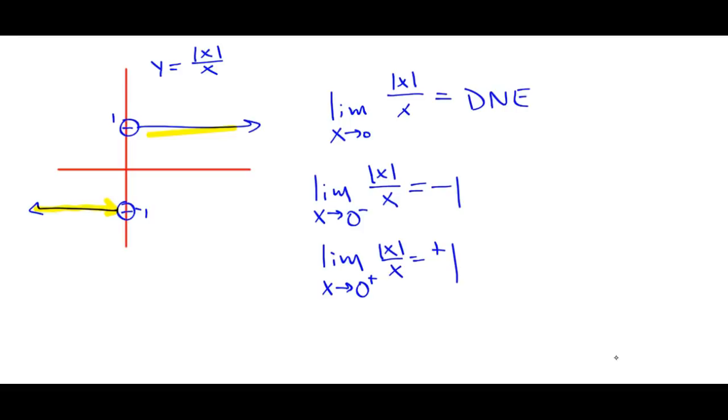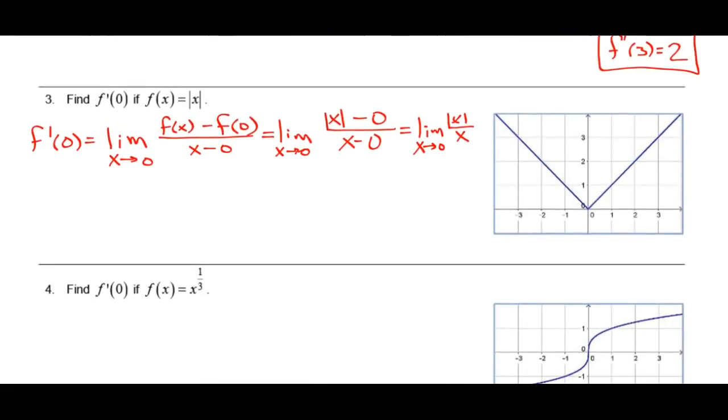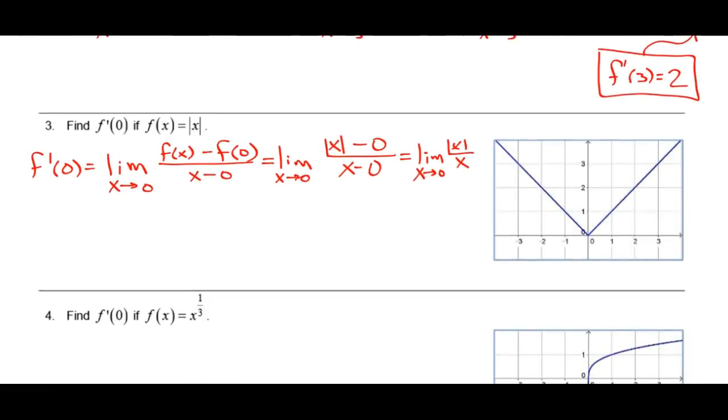So, that's kind of how we should capture our answer to this question. So this limit, heads up, this limit does not exist. What does that mean to us?